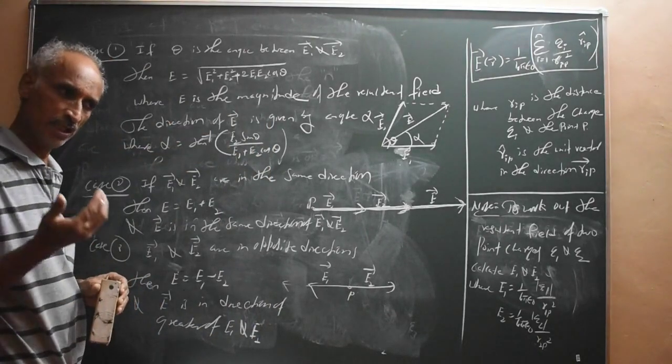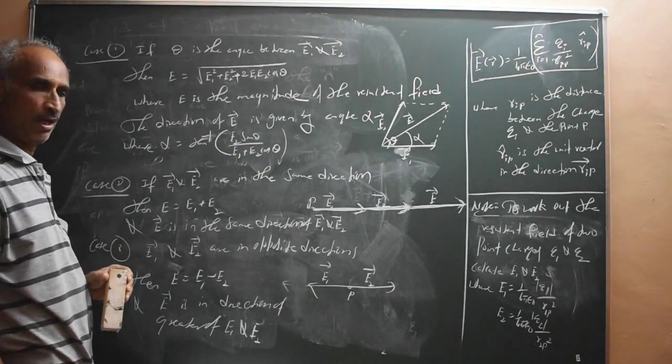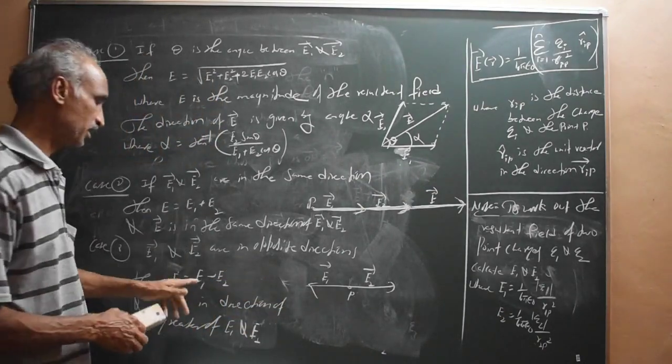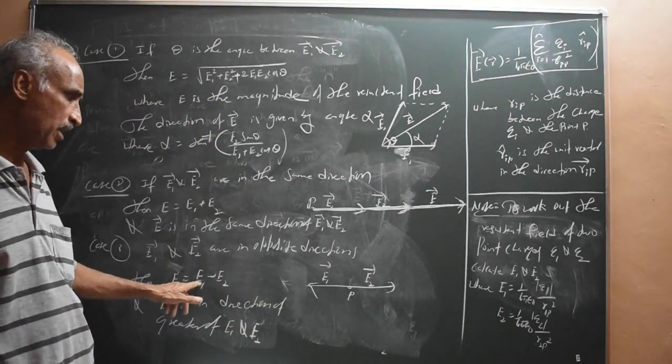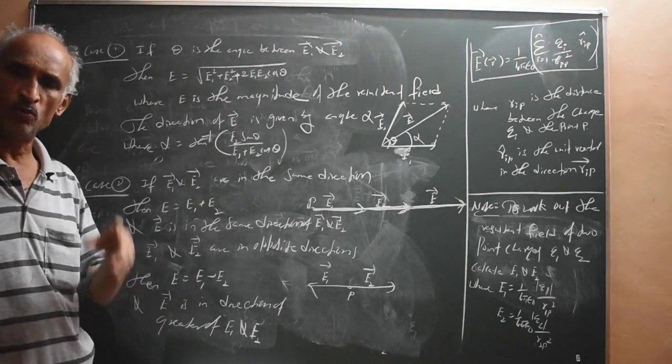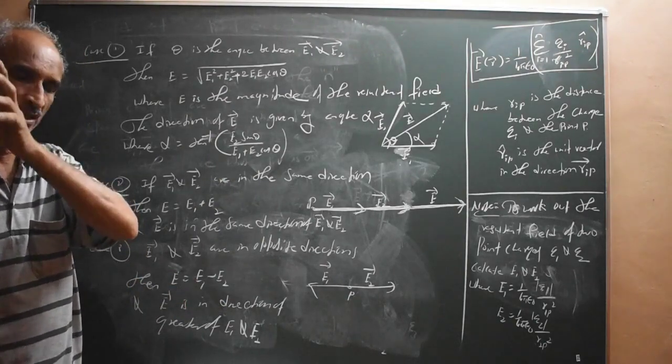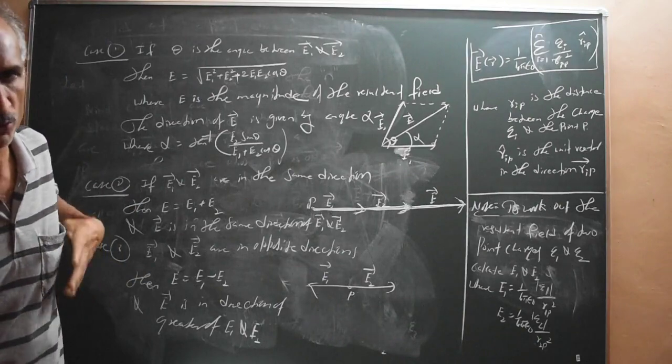E is not equal to E2; it is less than both E1 and E2, and they are in the opposite direction because subtraction will be there, no? If E1 is 10 and E2 is 9, then E1 minus E2 is 1 only, which means the resultant field has a smaller magnitude than the individual fields.